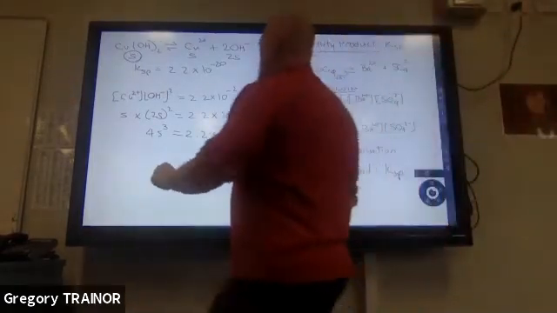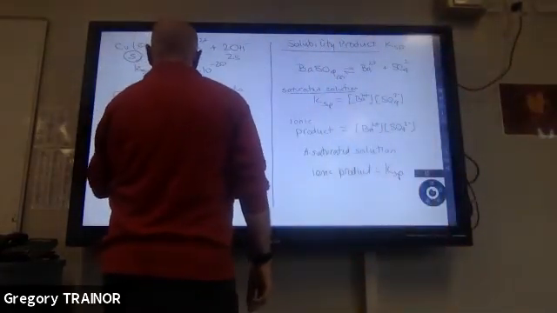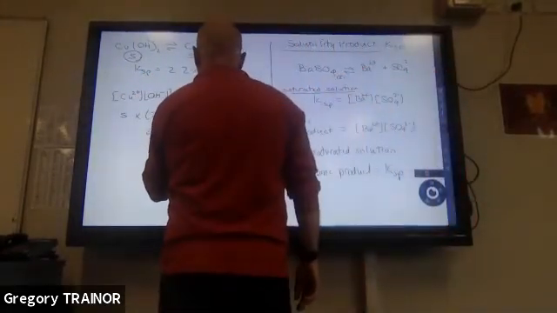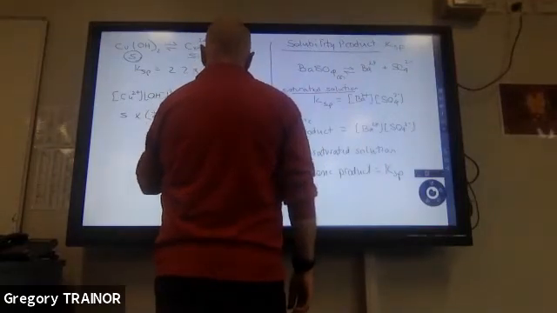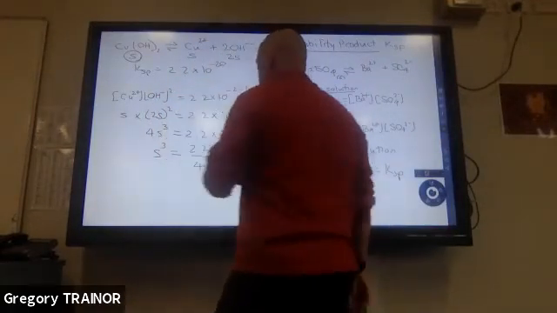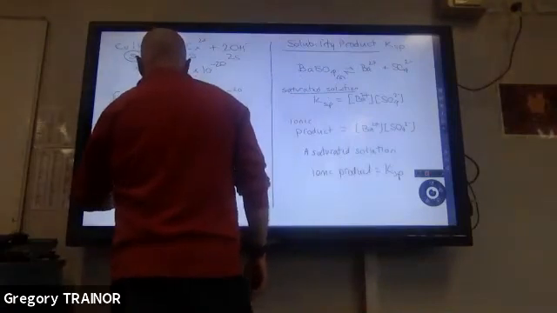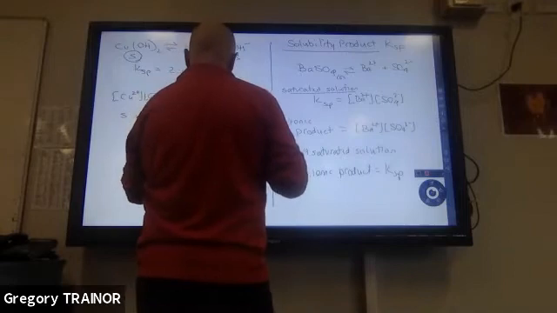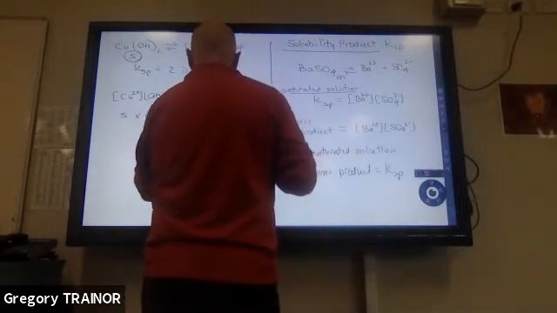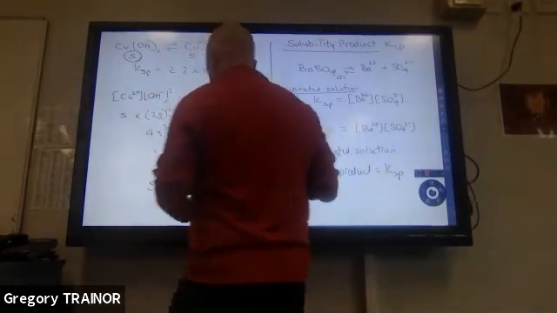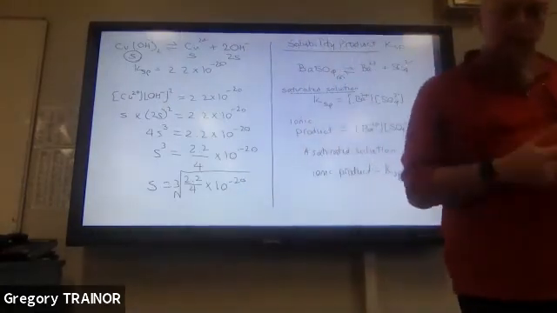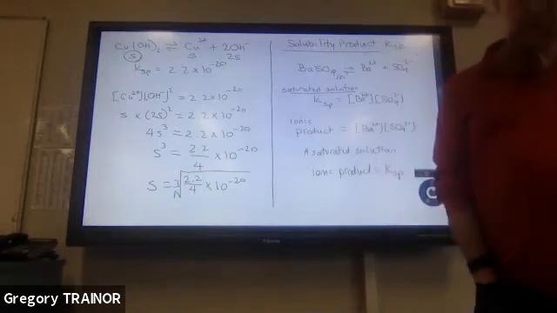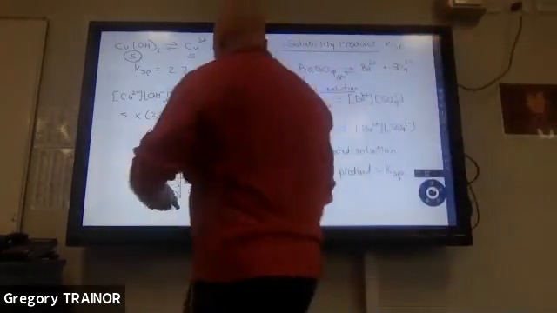So S cubed is equal to 2.2 over 4 times 10 to the minus 20. And so S is equal to the cube root of 2.2 over 4 times 10 to the minus 20. And when we do that, we get a value of 1.77 times 10 to the minus 7.